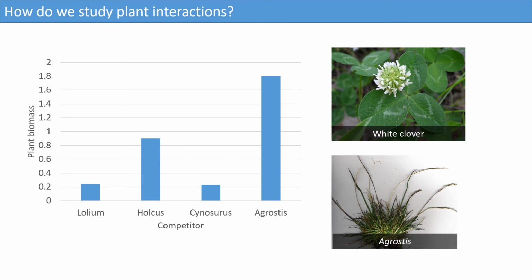So as you can see, the plant biomass is higher when white clover has been grown with its competitor of origin, and it is much lower when it is growing with other grass species, which means that over the course of 3 generations, which is quite a short time, the white clover has adapted to avoid or to decrease competition with Agrostis grasses.